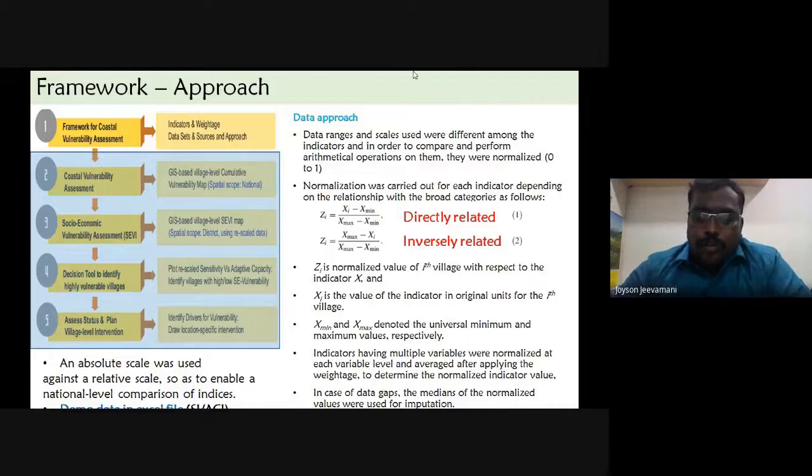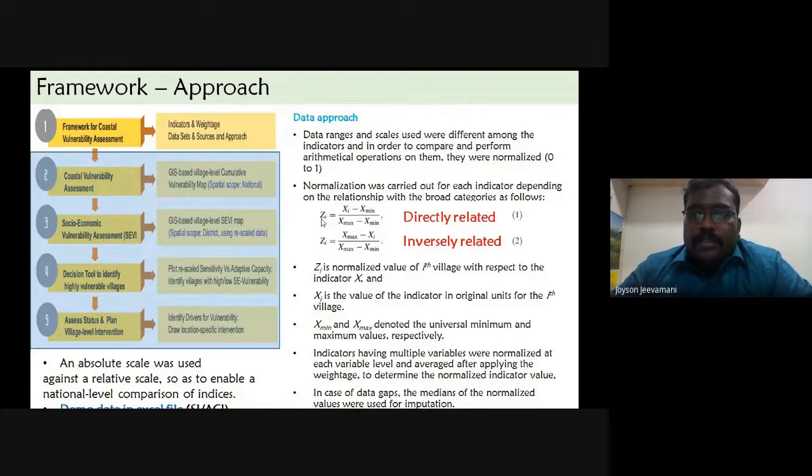So when we talk about the data ranges, as I already showed, the data is in different ranges. For example, SMF, that is small and marginal farmers, ranges from 0 to 100%, whereas population density ranges from 1 to any number. So they have different ranges. But when we arrive at a common indicator, we have to normalize everything. So we normalize the data ranges using a method called min-max normalization.